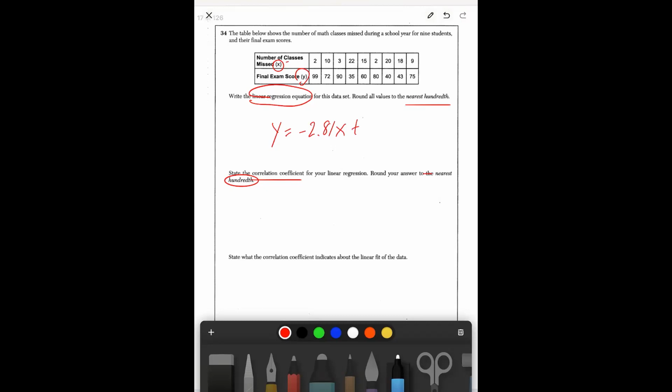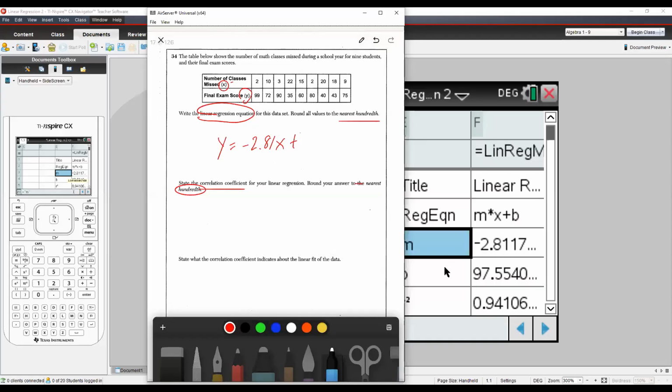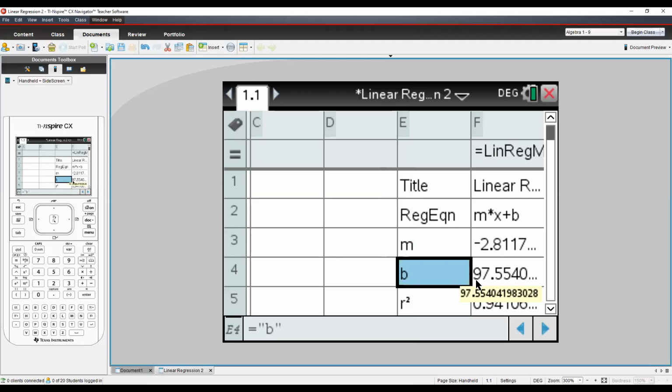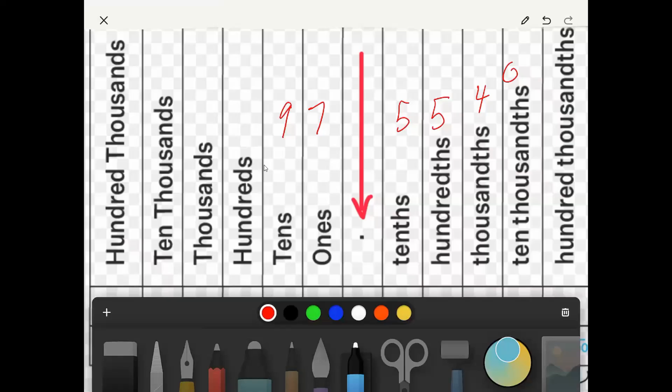Now I got to get that second part. So let me go back to the calculator and see. So the b is the second part. And I'm going to do the same thing. I'm going to use that rounding sheet, and I'm going to round using that. So what I have is 97.5540. That's enough. All right. So now I'm going to pull up my iPad, and there's the number.